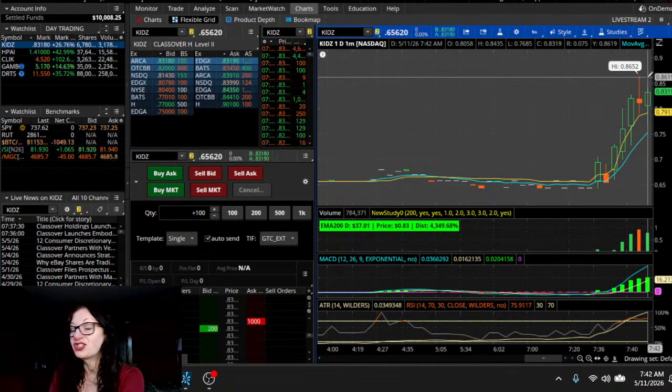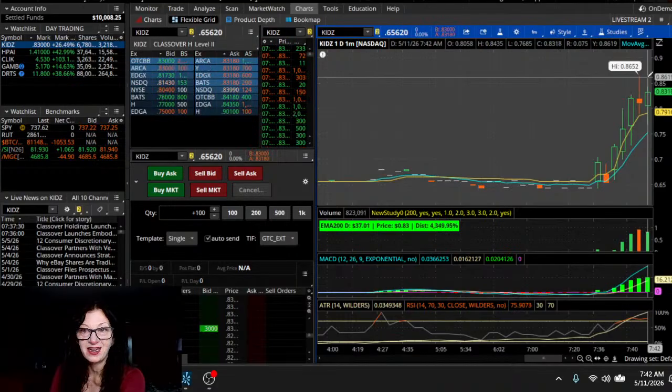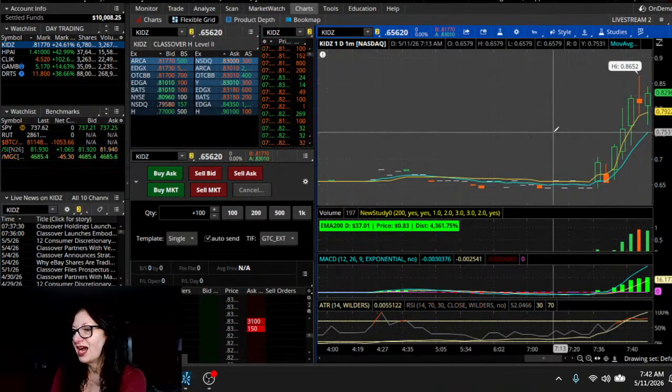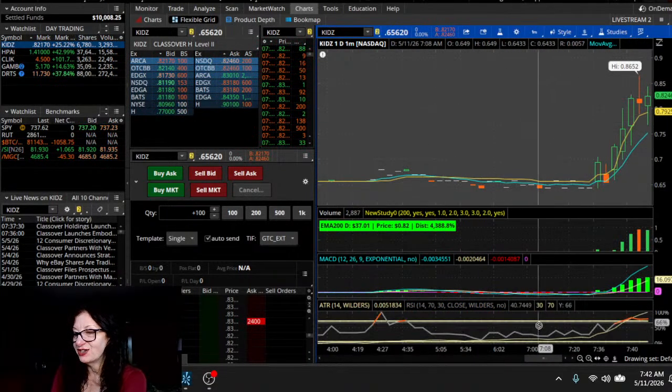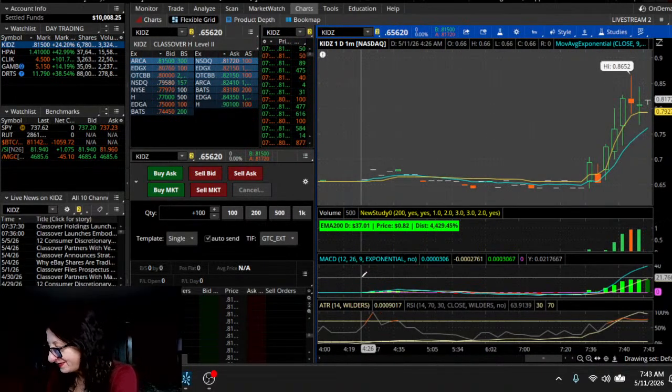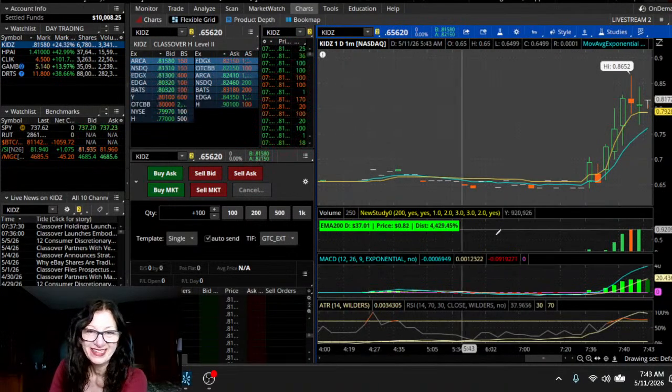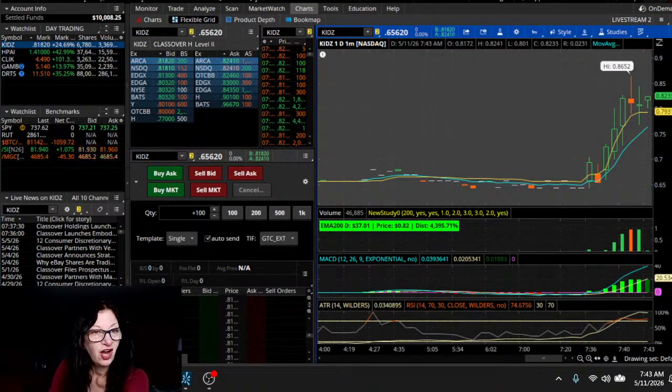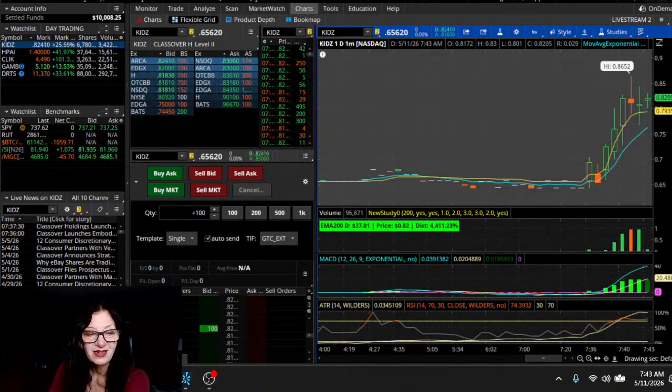There are just so many different patterns. I got really overwhelmed, and so many indicators. So I'm just trying to simplify and figure out what works for me. All right, so KIDZ, yes, they have news, but the relative volume.